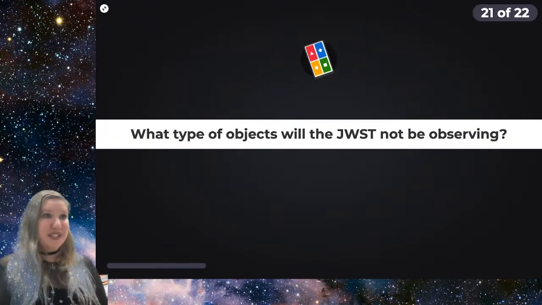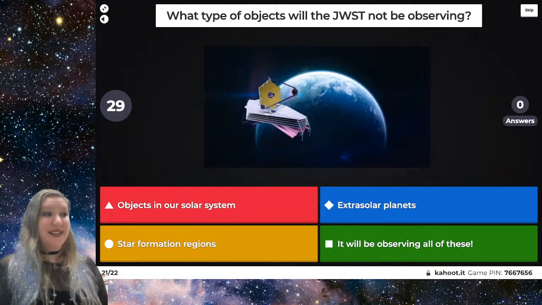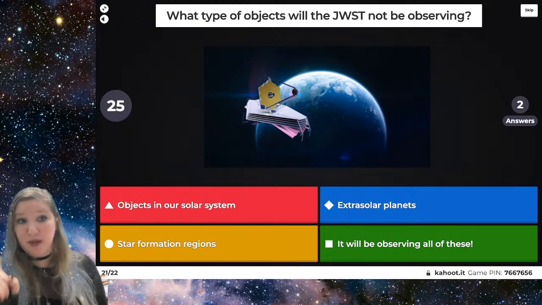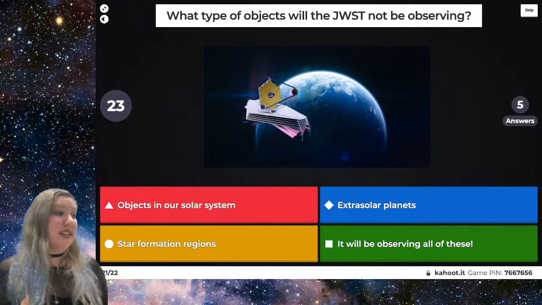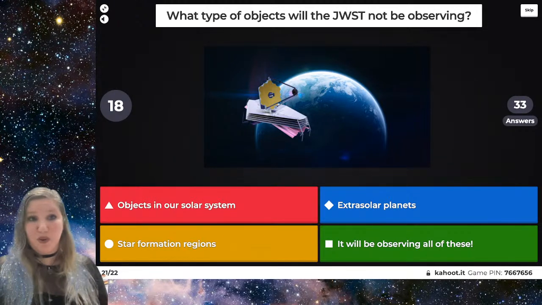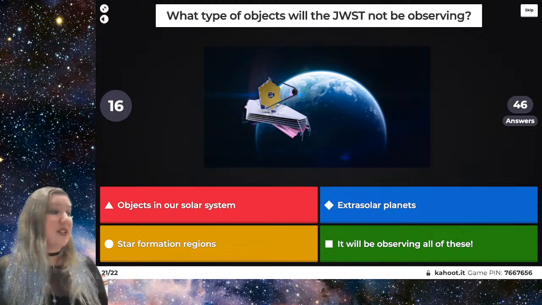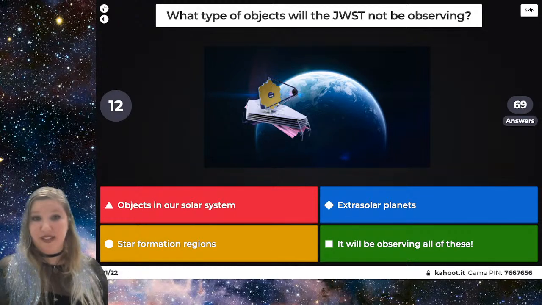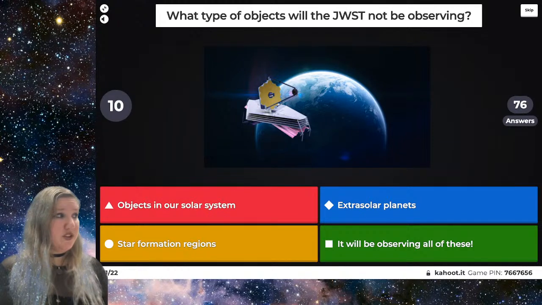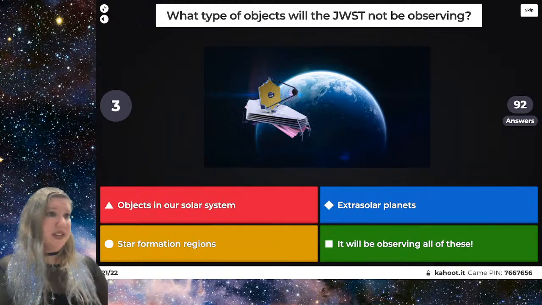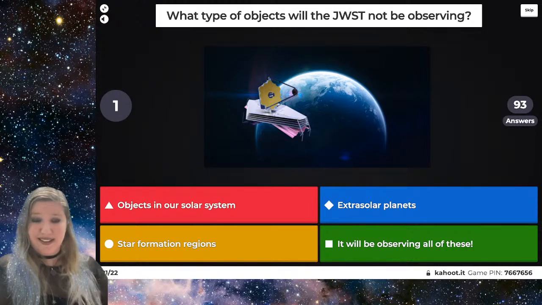This is our last question of the night. What type of object will the James Webb Space Telescope not be observing? Is it objects in our solar system? Is it extrasolar planets, that is, planets going around other stars? Is it star formation regions? Or it will be observing all of these. So which one of these objects will the James Webb Space Telescope not be observing? So get those answers in as fast as you can.